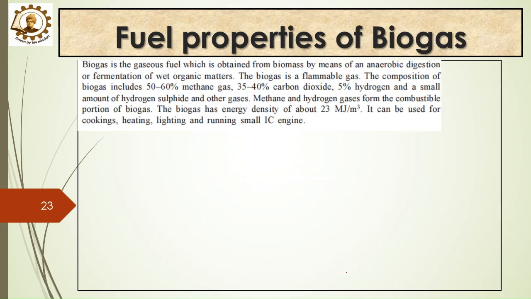And the composition of biogas: it is a flammable gas. It includes 50 to 60% methane, 35 to 40% CO2, 5% hydrogen, and small traces of hydrogen sulfide and other gases. Because methane and hydrogen are present, it makes the gas a very combustible mixture and it can be used as a fuel. So we also call biogas biofuel.